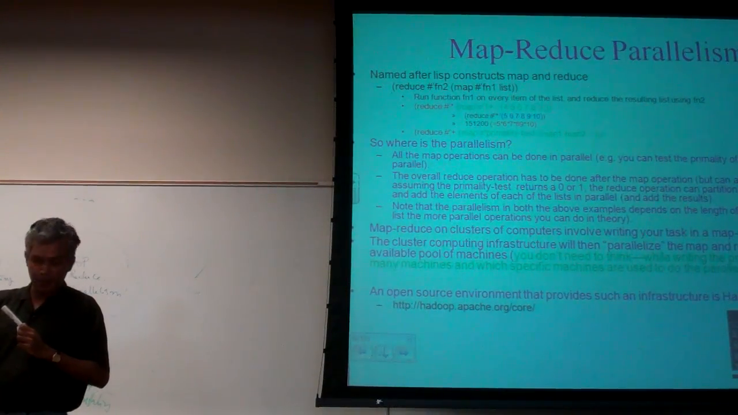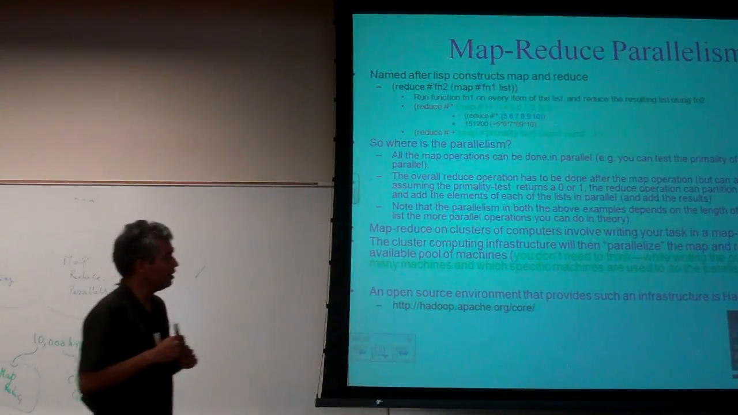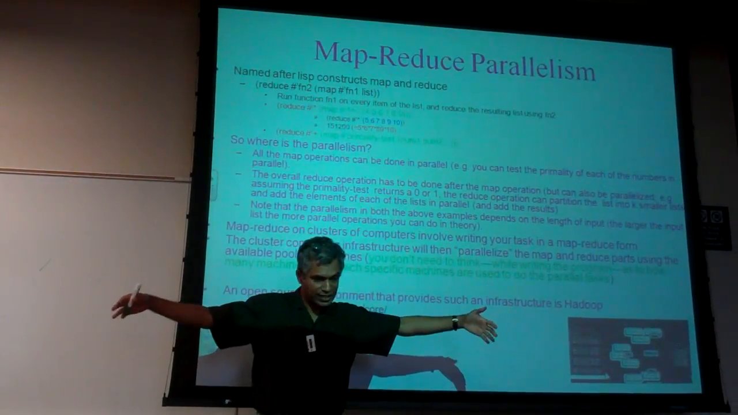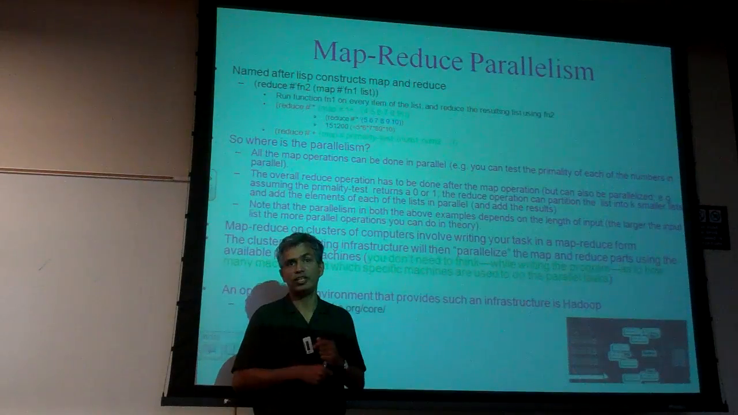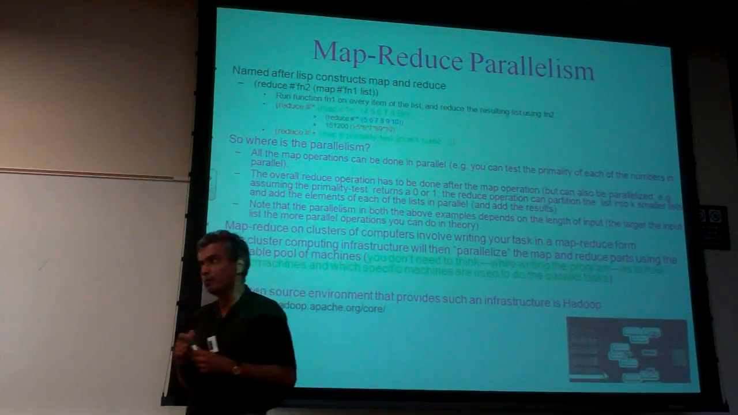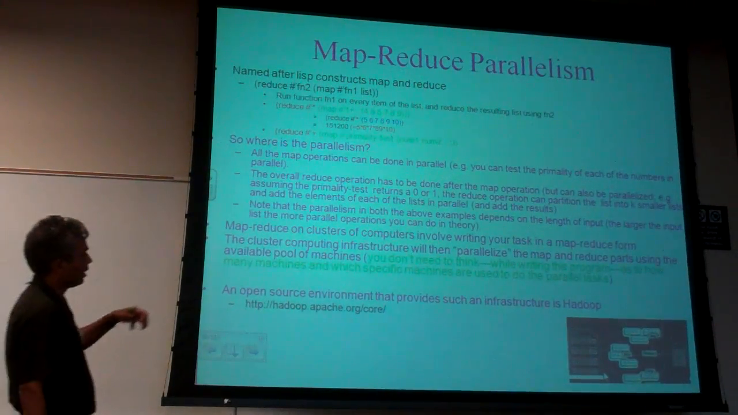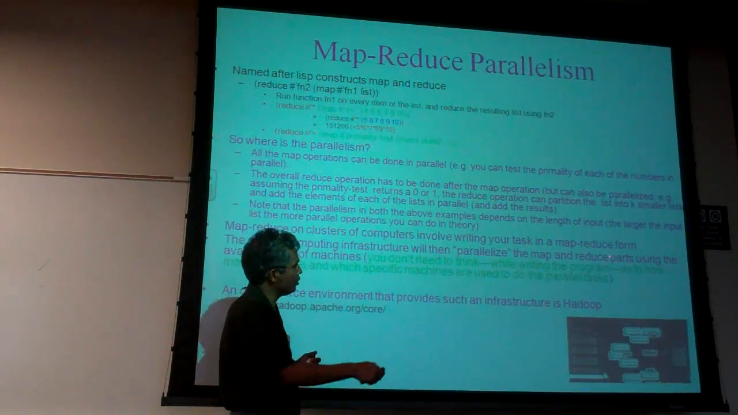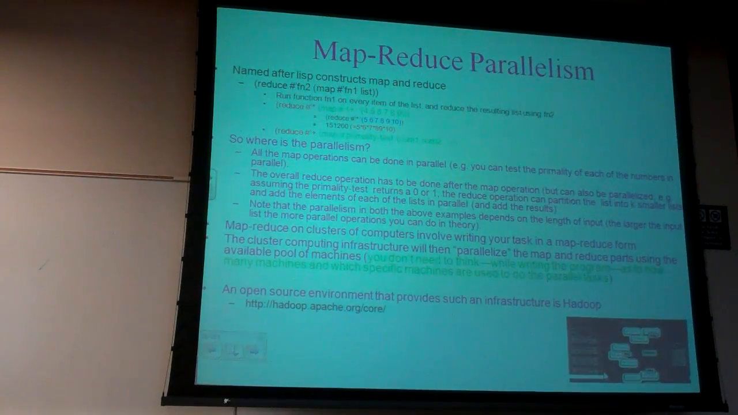We're assuming each CPU still checks one number to be prime or not prime, and the number of such CPUs I need would be equal to the number of numbers I have to check. So this is input-driven parallelism. If you do that, then you essentially are in the MapReduce form. A cluster infrastructure can then parallelize the map and reduce parts using the available pool of machines.